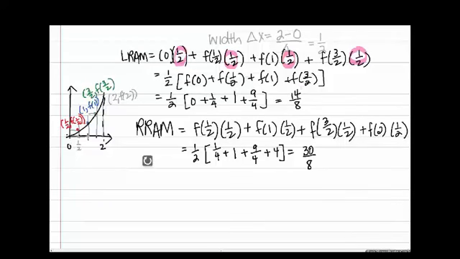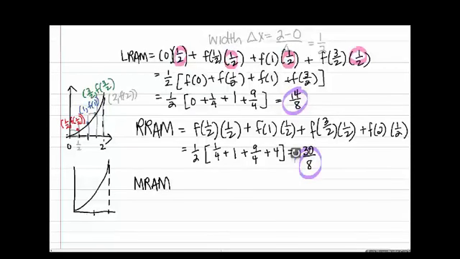And if you compare the two answers that we have so far, they're pretty different, 14/8 and 30/8. But again, that's because we have an over approximation and an under approximation. So the last one that we have is MRAM. That's going to stand for a midpoint rectangular approximation. So in this case, this one's a little bit trickier.